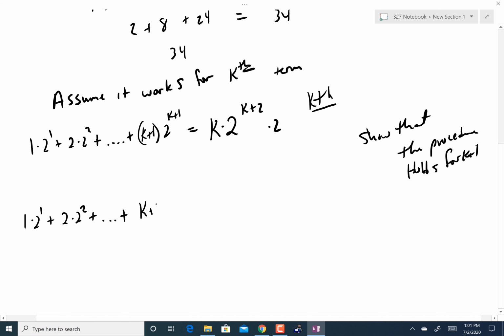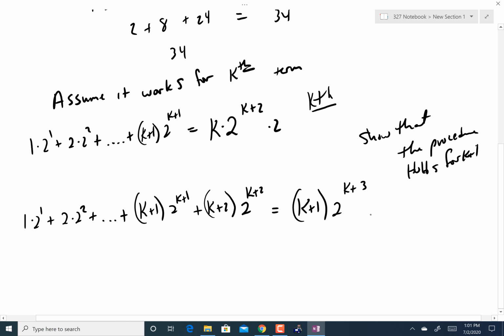Plus, now we know we'd have this one because that is the kth one, plus k plus 2, or if you prefer, k plus 1 plus 1, times 2 to the k plus 2, or again, k plus 1 plus 1. Okay? If that's true, then it should match up like this over here. It should be k plus 1, 2 to the k plus 3, we'll call it for right now, plus 2. Okay? Interesting.